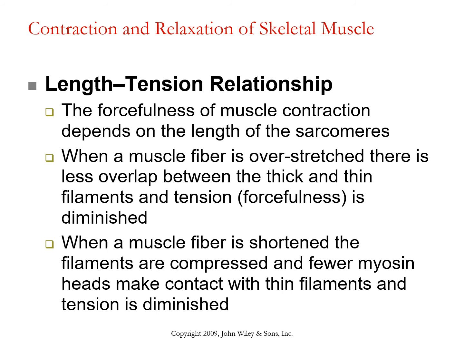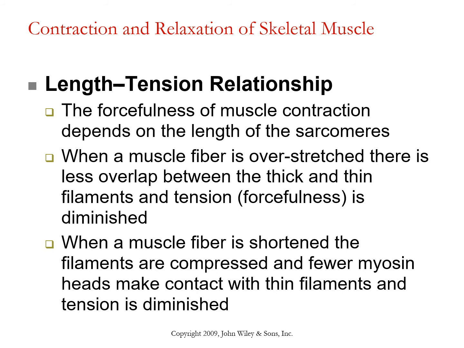However, when a muscle fiber is overstretched and there is too little overlap initially between the myosin and the actin, essentially the myosin heads cannot grab onto the actin, and this decreases the forcefulness of contraction. On the other end of the scale, if the muscle fiber is already shortened or compressed, then fewer myosin heads make contact with the thin filament and tension is also diminished. Let's look at it on the next slide.